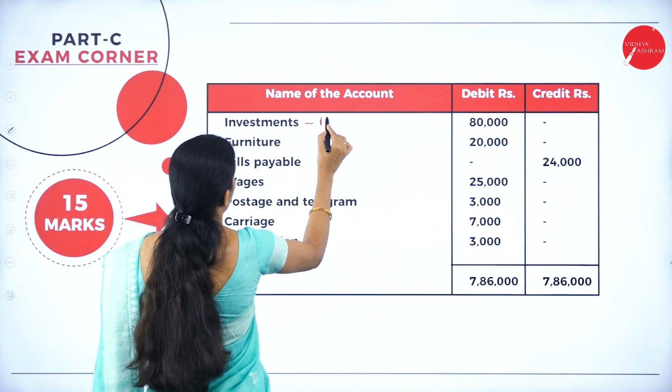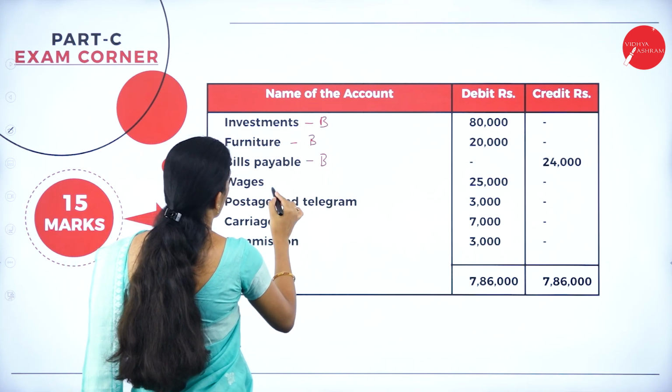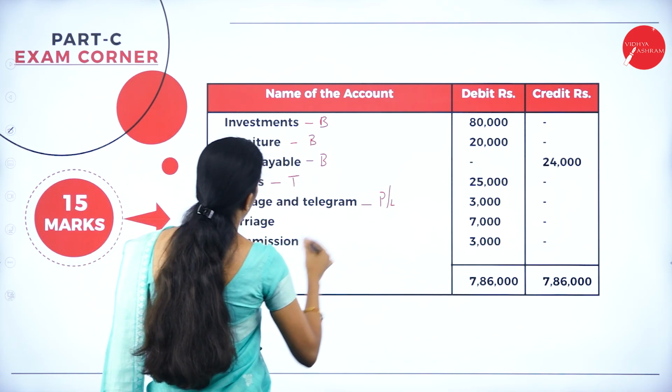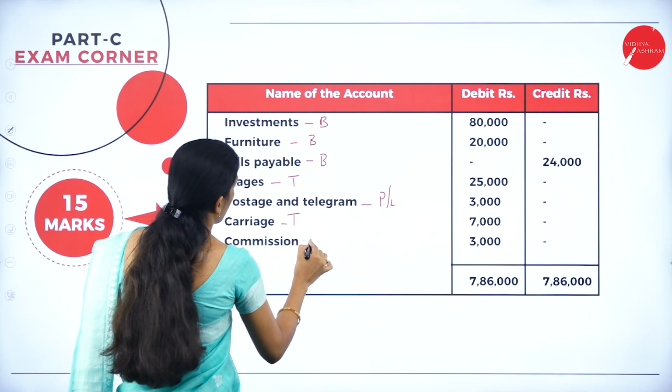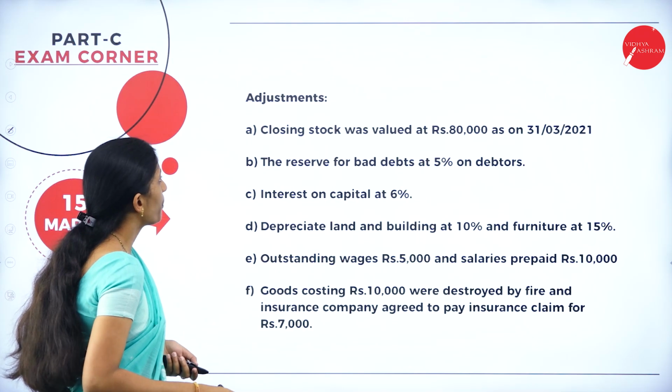Next, investment, balance sheet; furniture, balance sheet; bills payable, balance sheet; wages, trading account; postage and telegram, P&L account; carriage, that is trading account; commission, will record in P&L account. Okay. So, how do you begin?